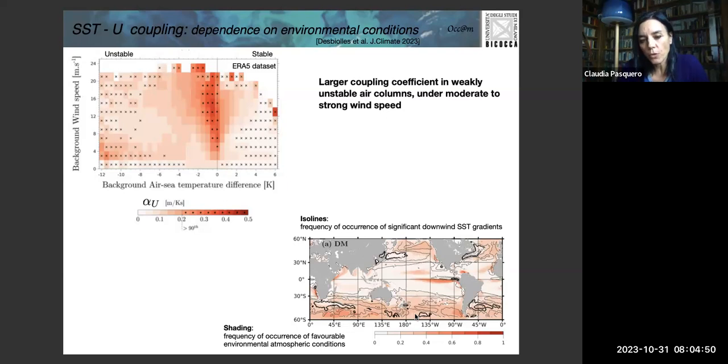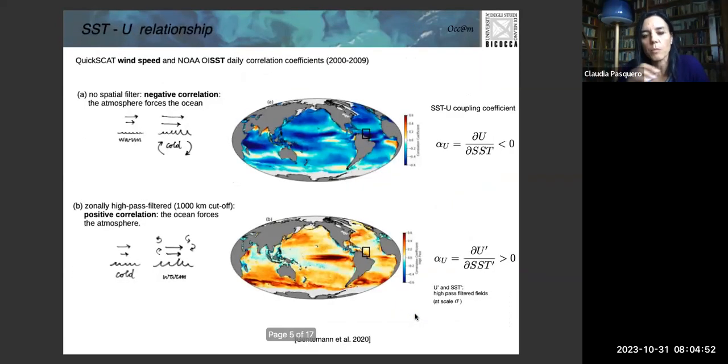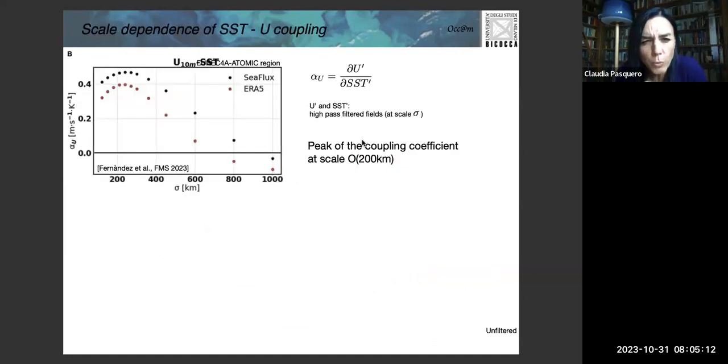The one that I'm going to focus on now is the EUREC4A-ATOMIC region, just because it's a region where we have lots of data that have been recently acquired, and so we refer to these data as well. It's not a region with lots of sea surface temperature gradients. Clearly, there are regions that have much stronger sea surface temperature structures.